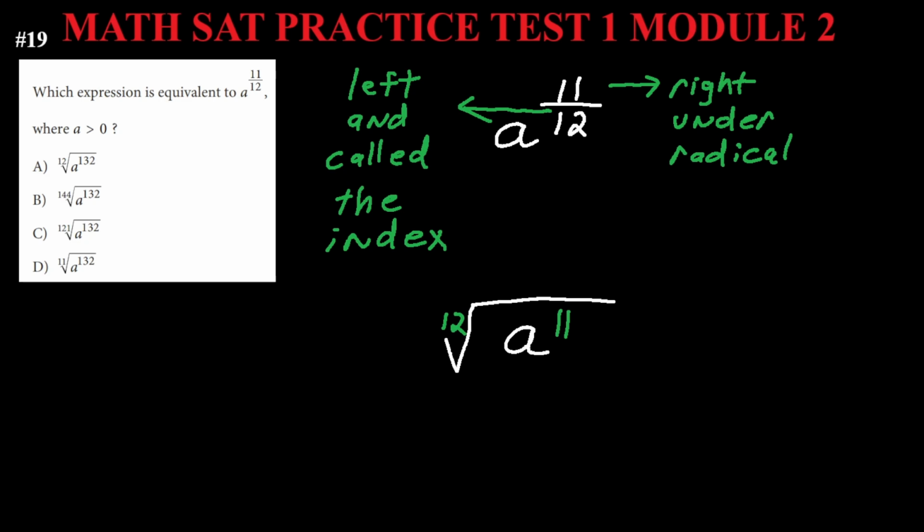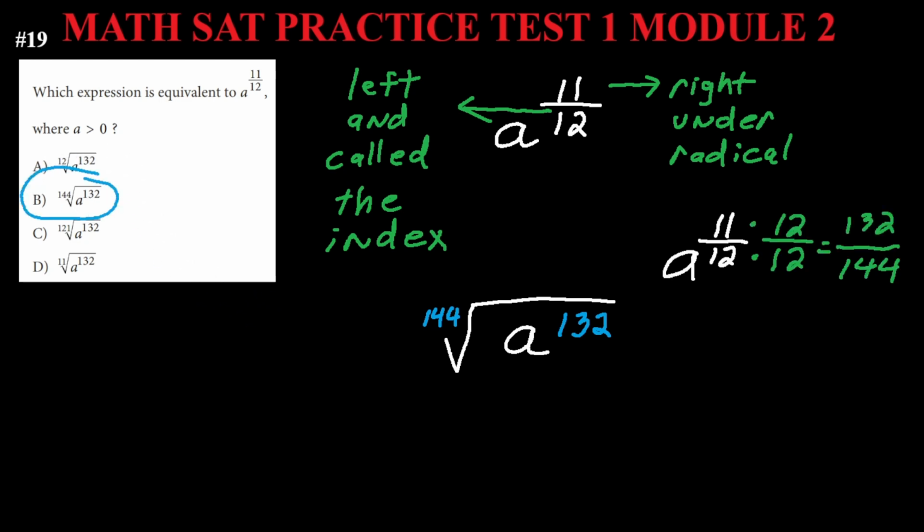Well, the problem is, if I look over here, I have 132 under the radical. In order for this to be 132, I'm multiplying by 12. And in order for the fraction of 11/12 to be the same, I would also have to multiply the index number by 12, which makes the correct answer B. So just to visualize it a little differently, I'm just changing the fraction to 132 over 144, which is still the same value because I'm multiplying both the top and the bottom by 12.